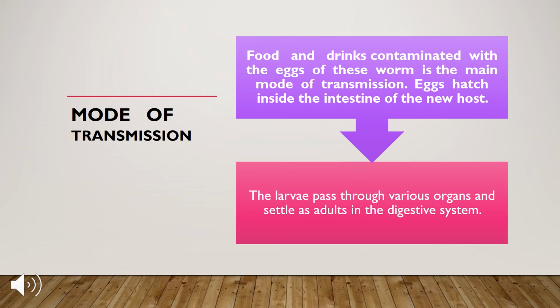So the eggs of these worms settle in your intestine. There they grow up, taking up all your nutrition, and it causes several kinds of pain and cramps in your stomach. It also causes harmful effects on the liver. So this is how it is transmitted via contaminated food and water.